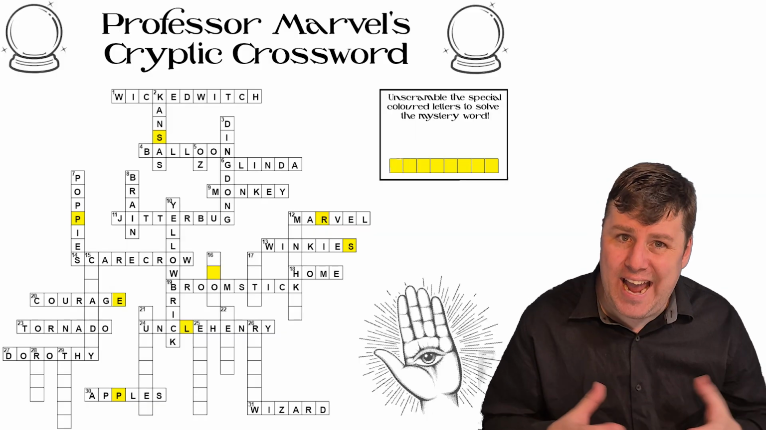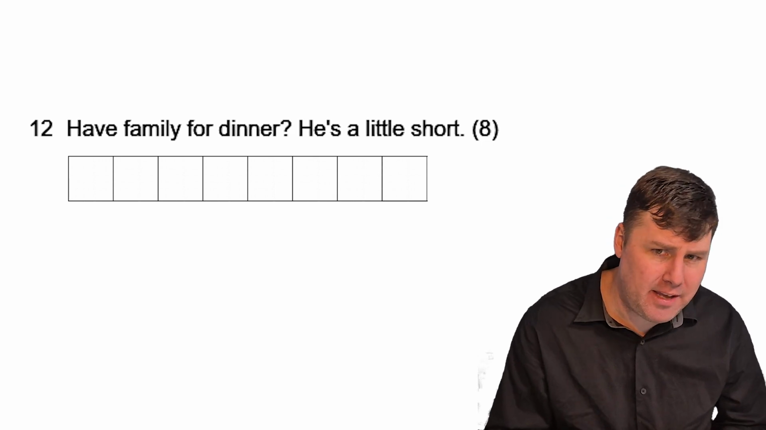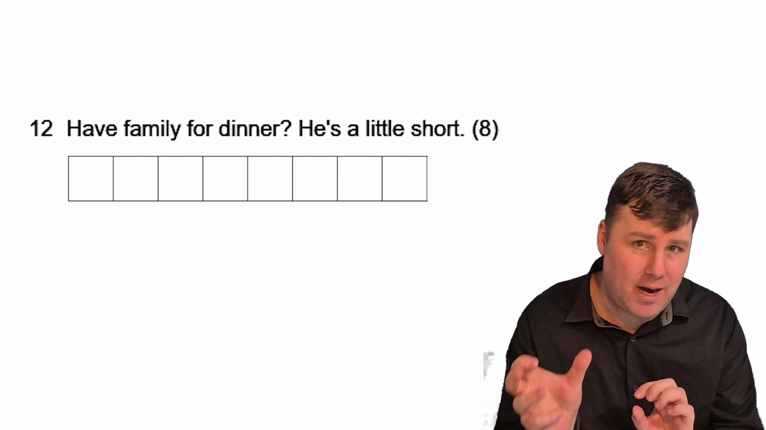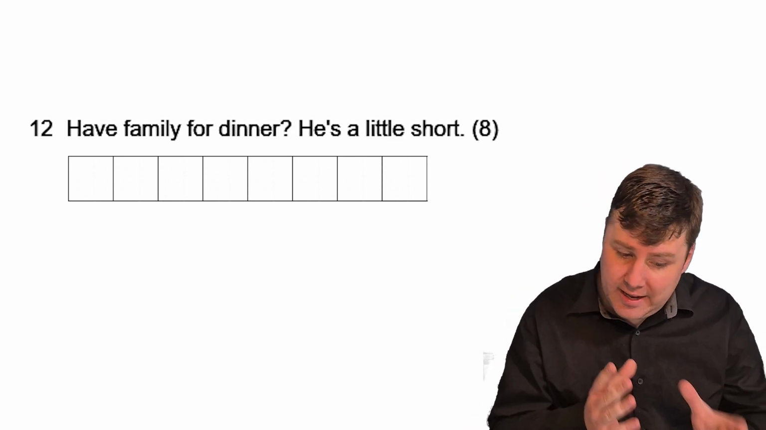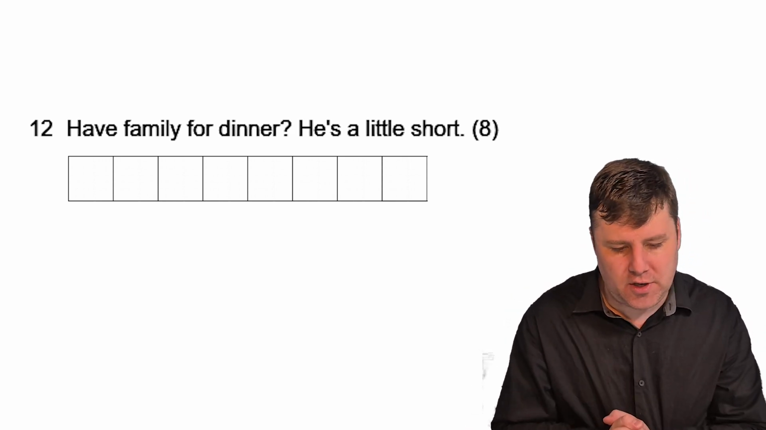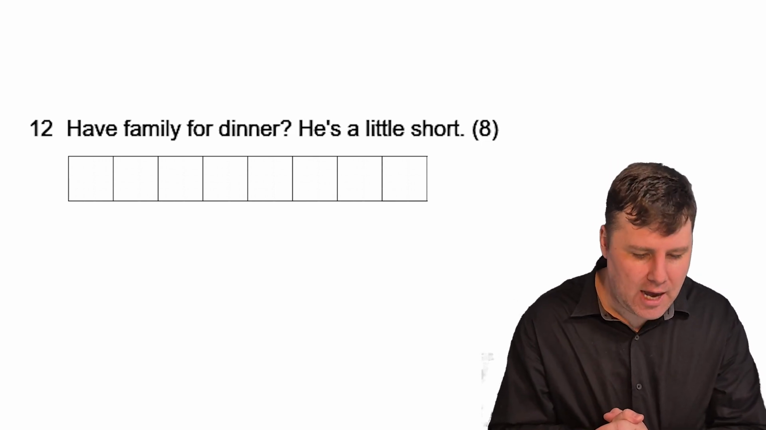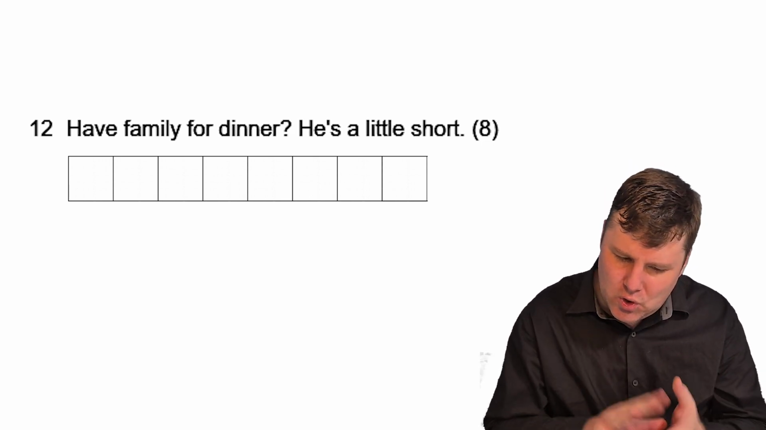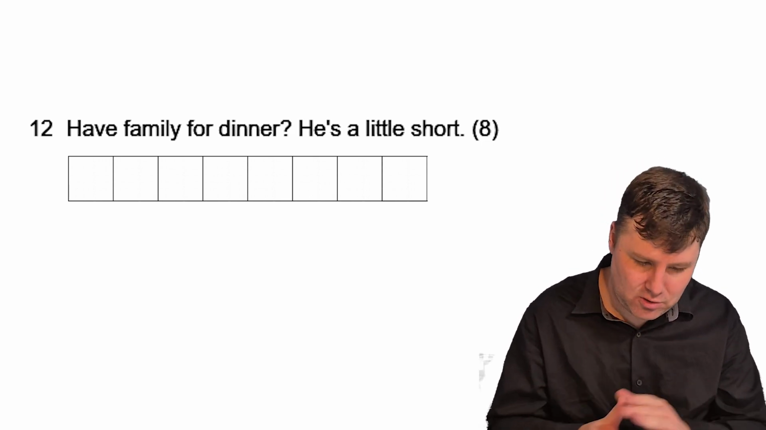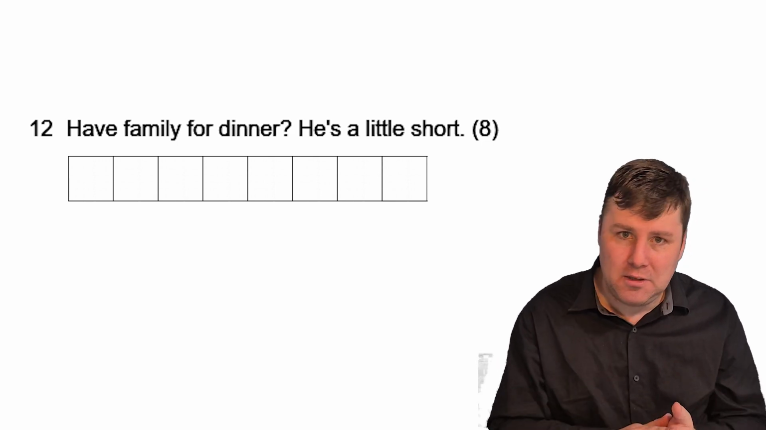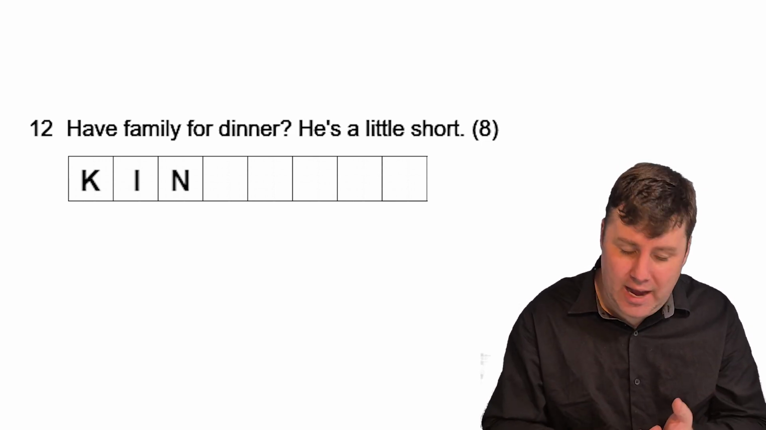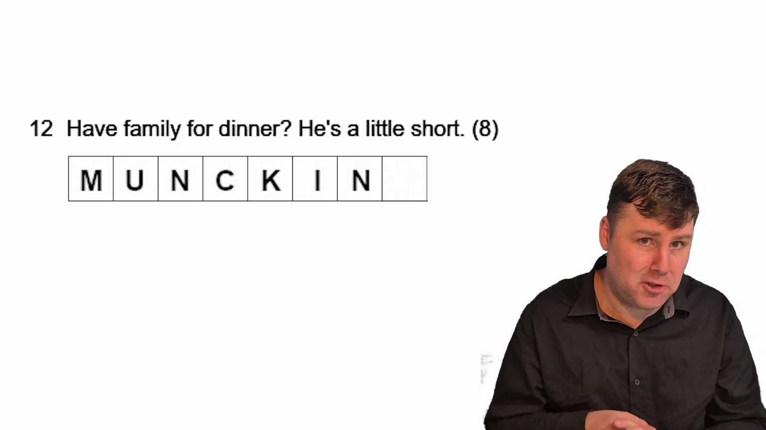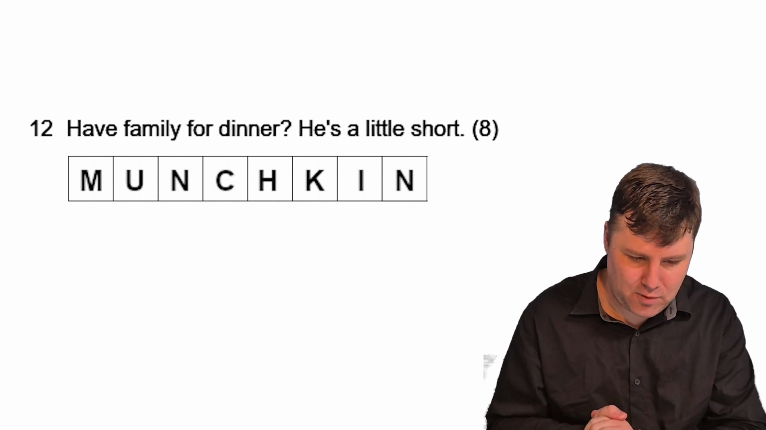12 down now is an 8-letter answer. Have family for dinner. He's a little short. This is in 2 parts, so one part of it will define our answer and the other part will be a bit of wordplay. So have family for dinner. What's that, like a luncheon, a family event, Thanksgiving? Or could it be a little bit of a funny double entendre there? What's another word for family? Is your kin. And if you're having your kin for dinner, you'll munch kin. So he's a little short, a munchkin is the answer for 12 down.